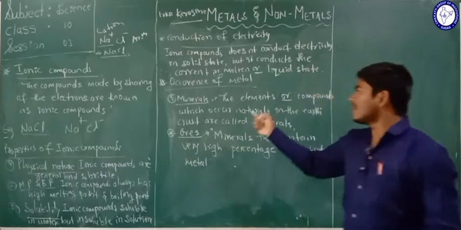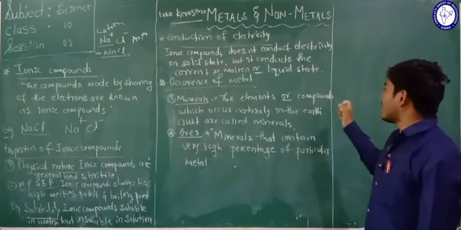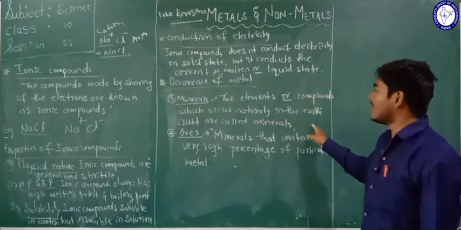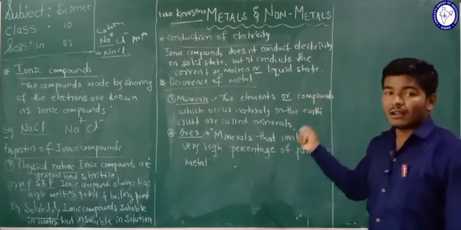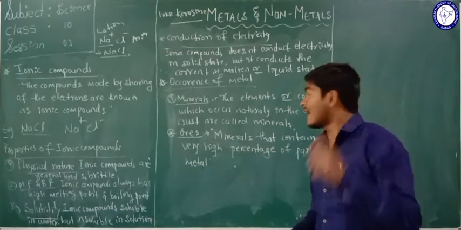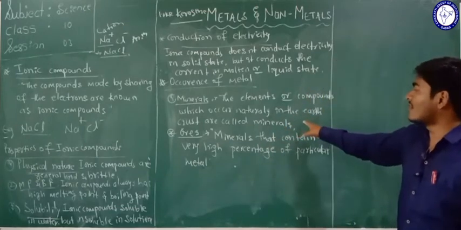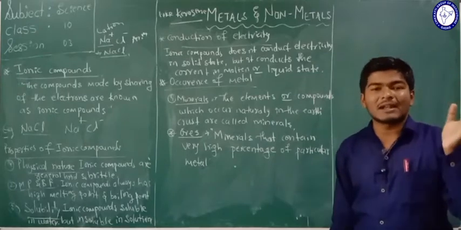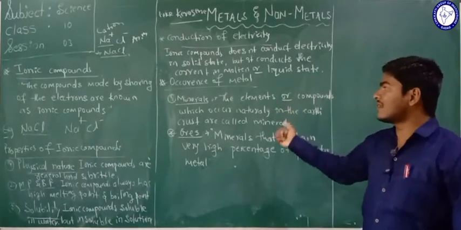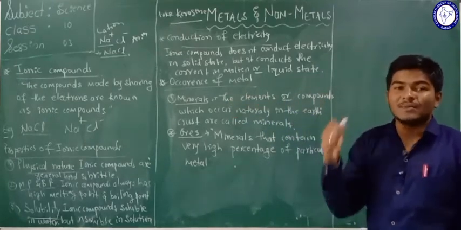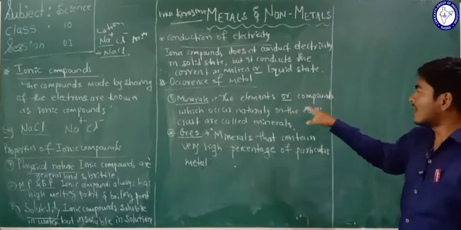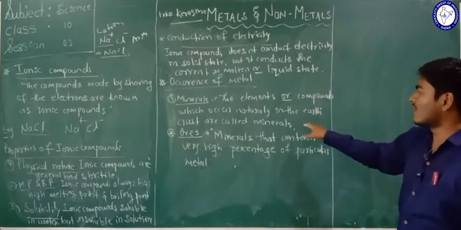Minerals are nothing but the elements or compounds which occur naturally in the earth crust. The elements or compounds which occur naturally in the earth crust are called minerals. So once again, we get the metals and non-metals from the earth crust through minerals.